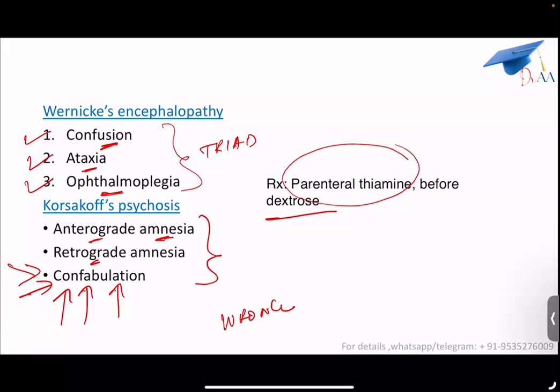It's slightly different. One is more of a psychosis, the other is more of an encephalopathy. Wernicke's encephalopathy is more reversible. Korsakoff is not reversible, but both of them are caused by alcohol consumption, increased alcohol consumption.